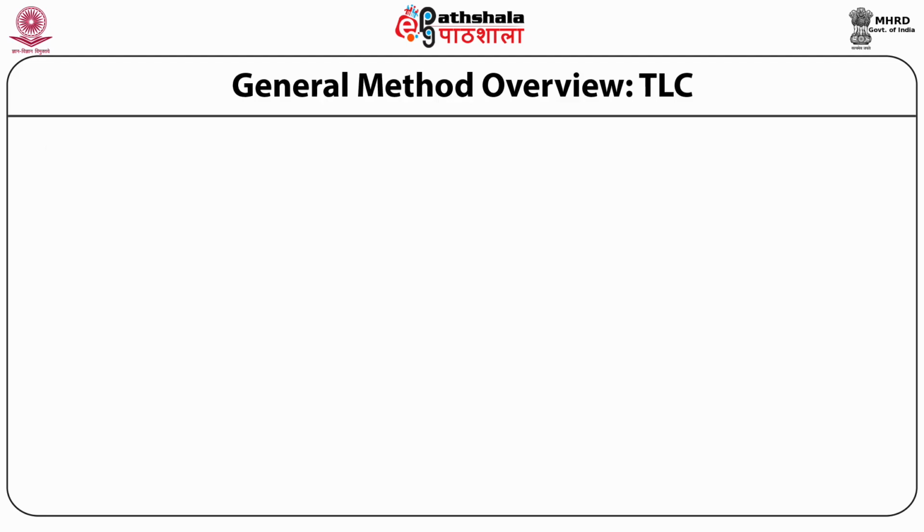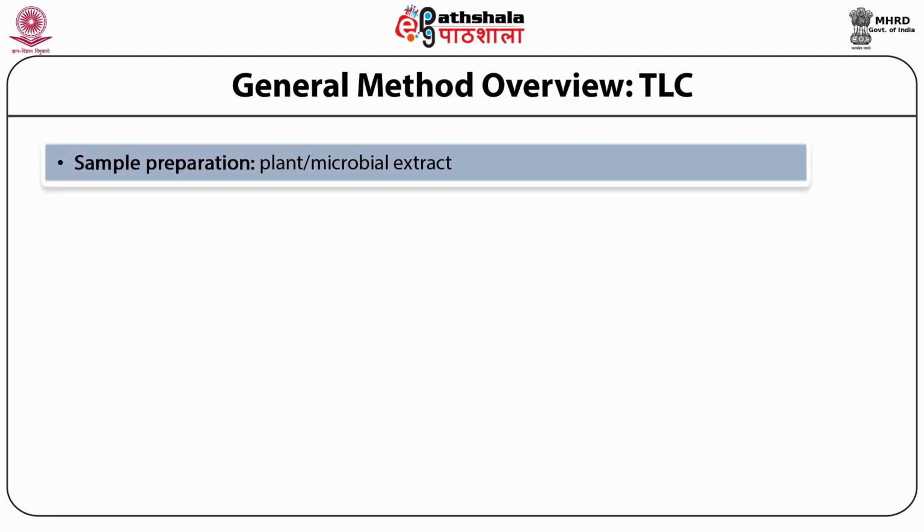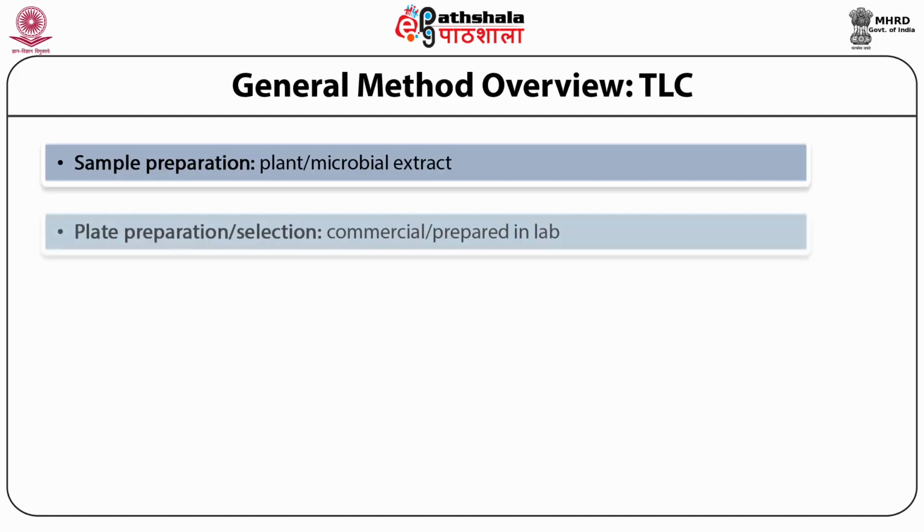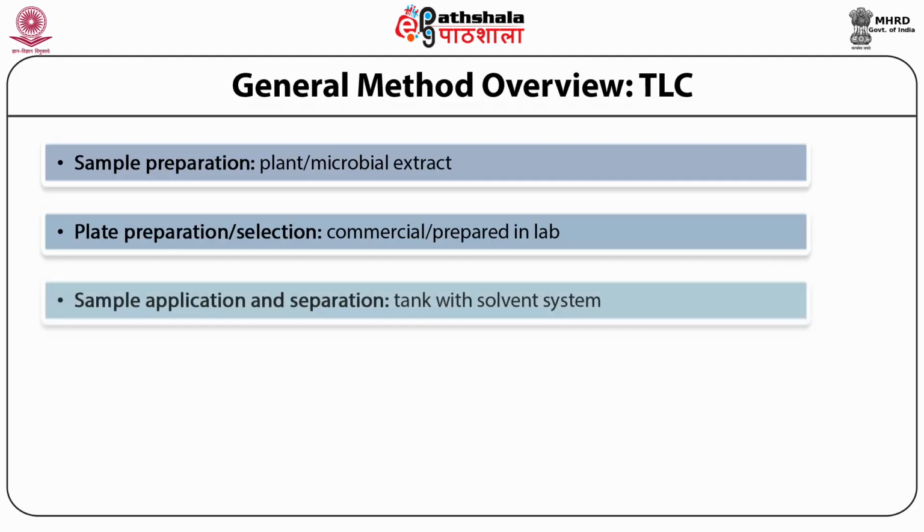It starts with the sample preparation, and the sample may be a plant or a microbial extract. Then you select the appropriate plate and the adsorbent material that will be coated on the plate. These could be commercial. Sometimes they are prepared and coated in labs, although the commercial ones are much more uniform and have better reproducibility, for understandable reasons. Then comes the selection also of the solvent.